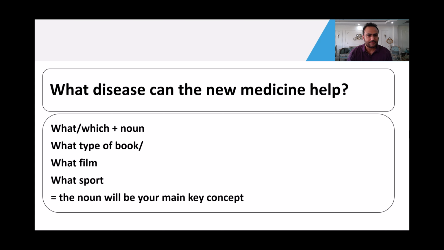For example, what disease, the name of that disease, is the answer that we have to be searching for. Or what film, the name of the film. Or what sport, the name of the sport. What or which plus noun is normally the main keyword when it is a WH question. And we have to be searching for the type of disease, film or sport, or the noun that has been added to what or which.